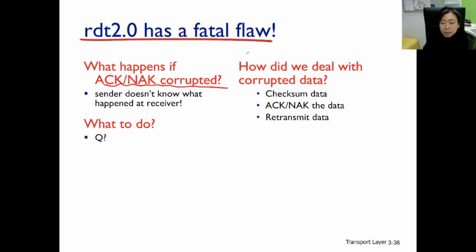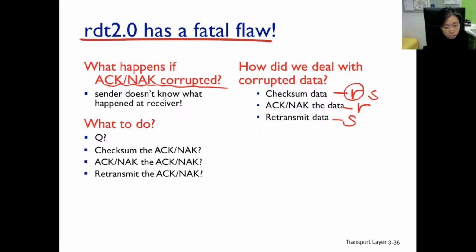So how did we deal with the corrupted data? We do the checksum, right? Actually, we do the checksum at the sender, adding that into the packet, and the receiver checks it again. Now, if it's not a match, we send NACK. If it's a match, we send ACK. So this is the receiver side action. And therefore, at the sender side, we could retransmit data. So perhaps we will do this, right?